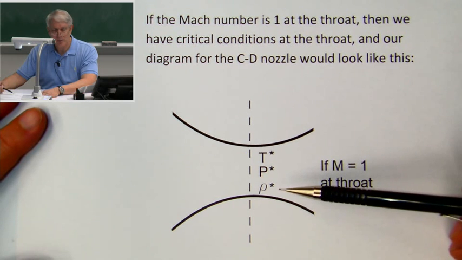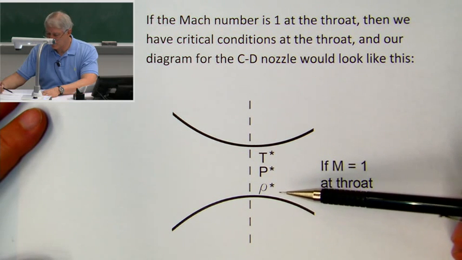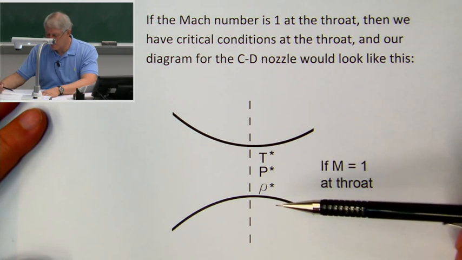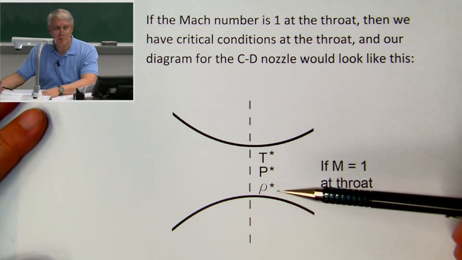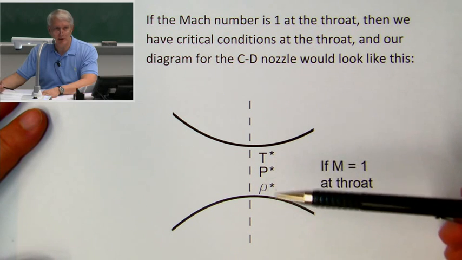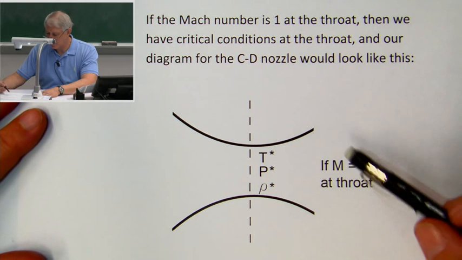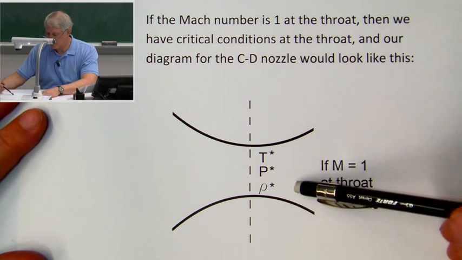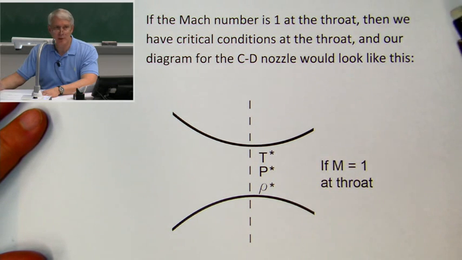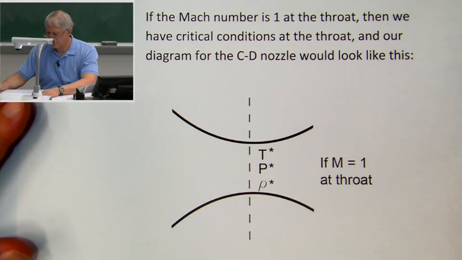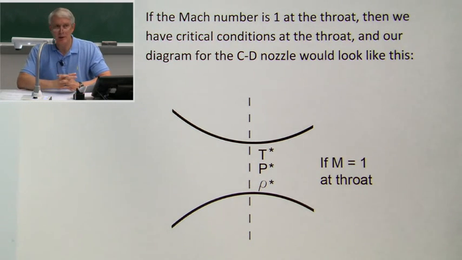If the conditions aren't right for having a Mach number of 1 at the throat, then it would not be T star, P star, rho star. But we could still calculate it. The Mach number has to be 1 at the throat, and we're going to talk later about what the conditions have to be in order to have a Mach number of 1 at the throat.